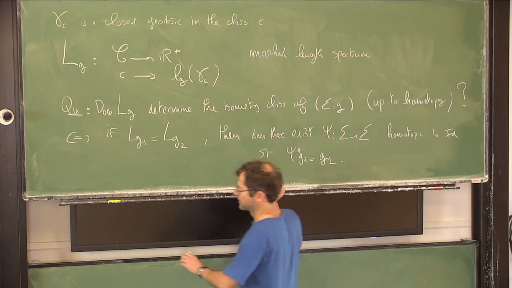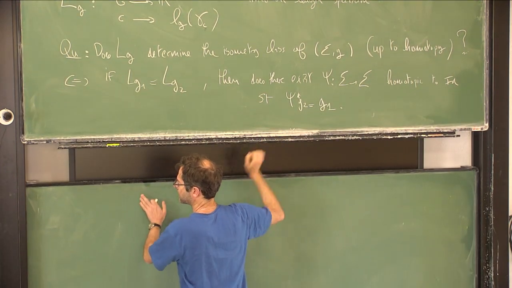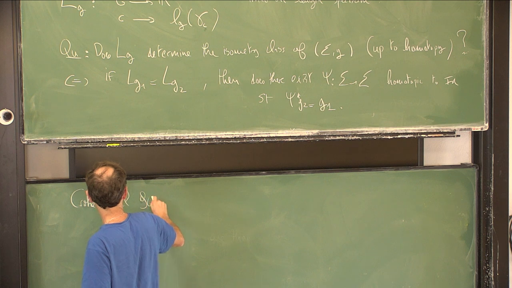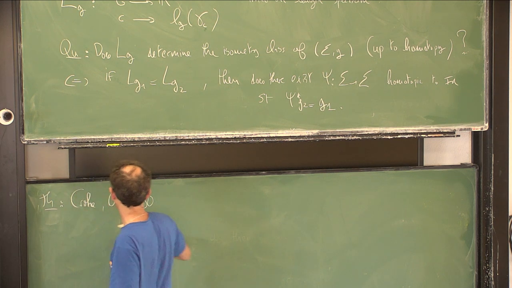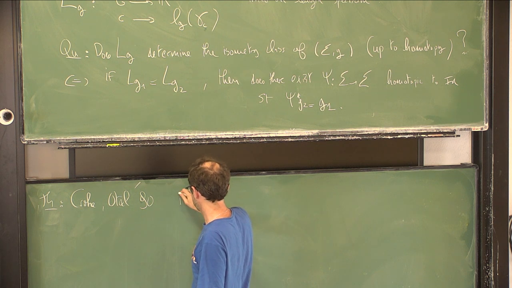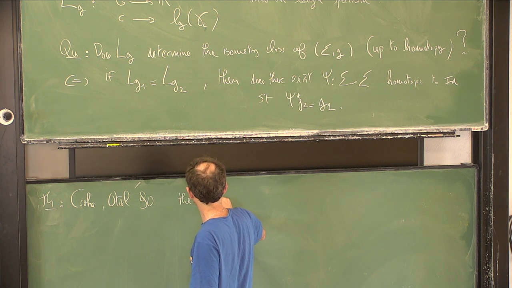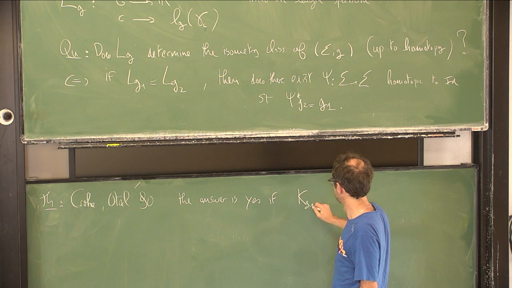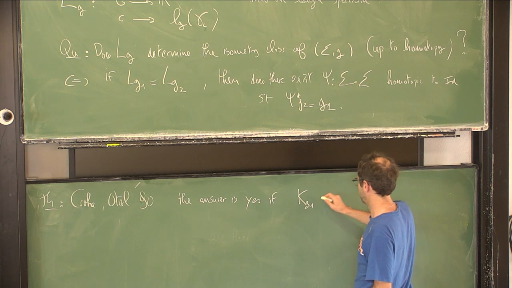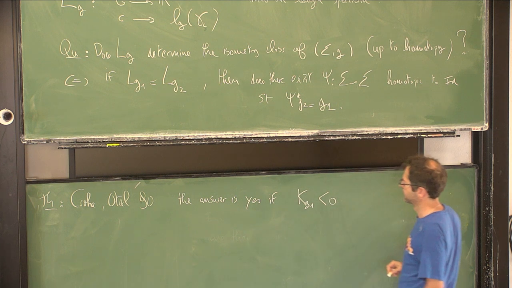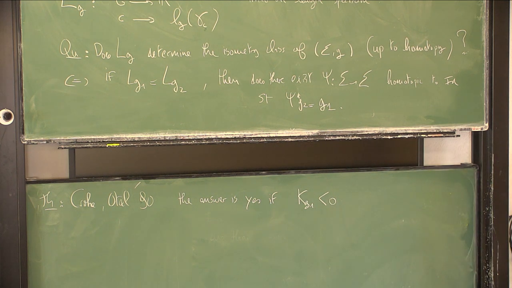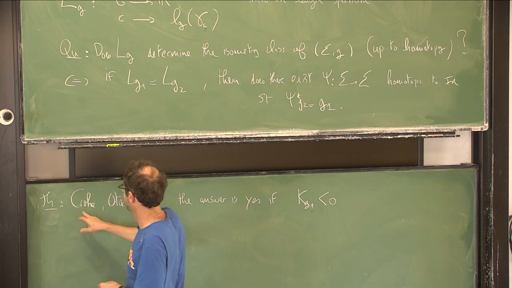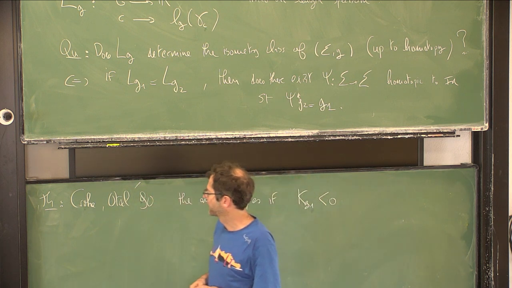So this was proved by Croke and Otal in 1990. The answer is yes if the curvature of one of the metrics is strictly negative, so this is the Gauss curvature. And in fact, Croke has a more general result.